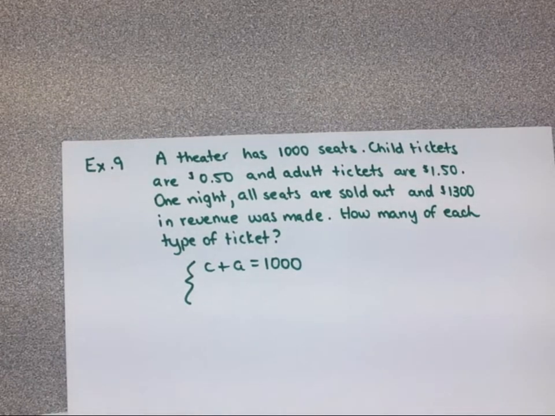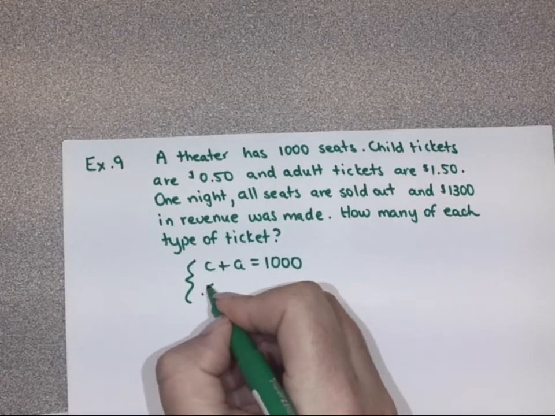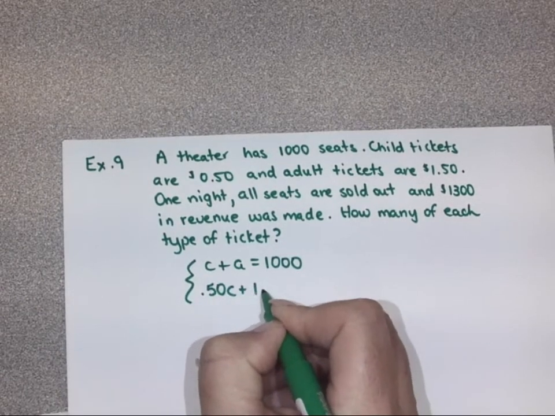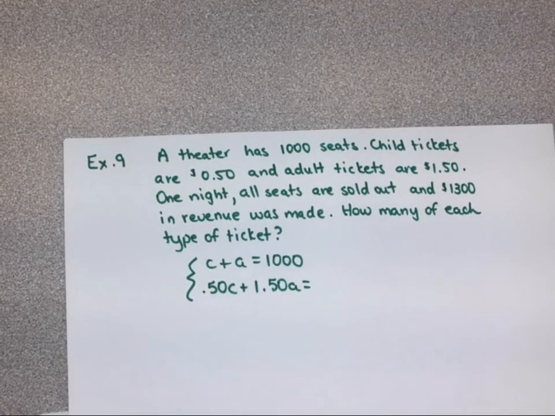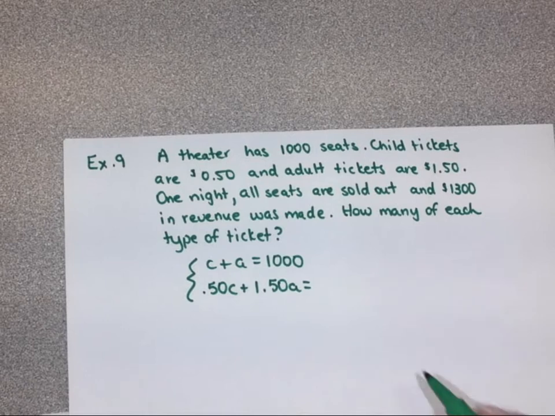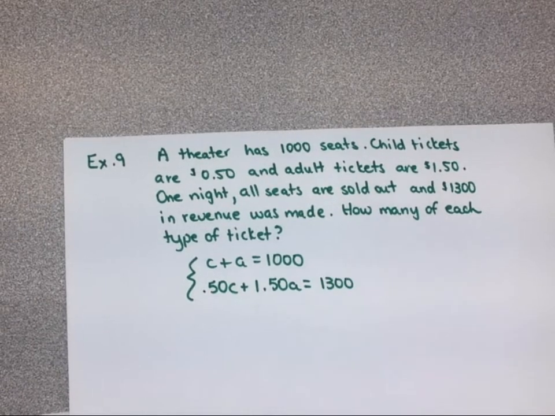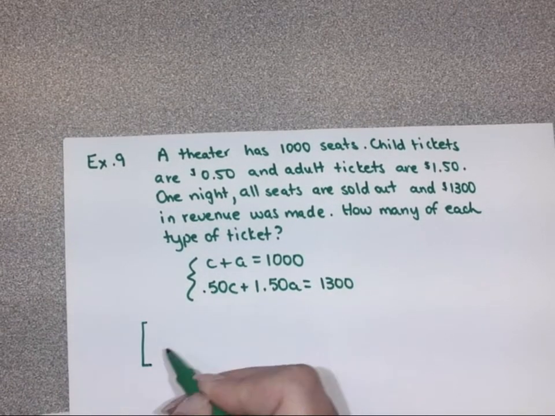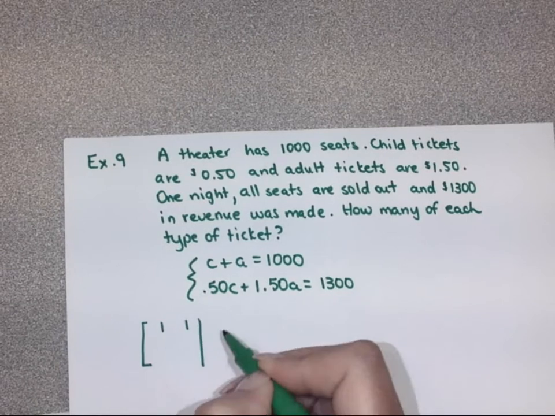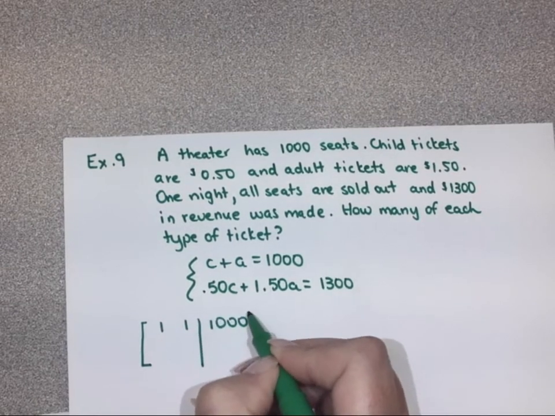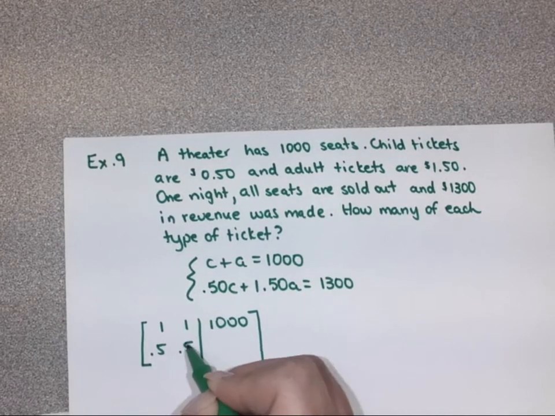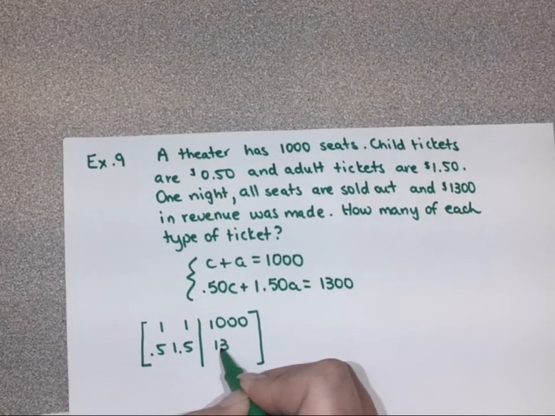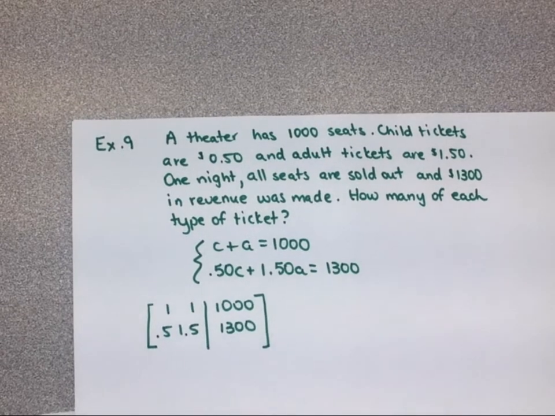So what's the second equation going to look like? How much is each child ticket? 0.50, right? Plus 1.50A. And we know that they made how much when they sold out all the tickets? 1,300. So when I go to set up my matrix, the first row looks fine, but I might not like the second row. How come? Why do you think the second row may not be so pleasant?